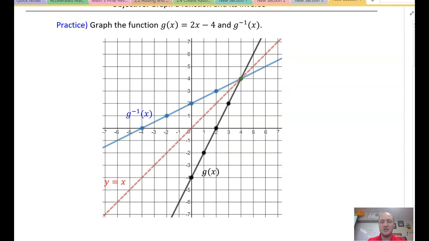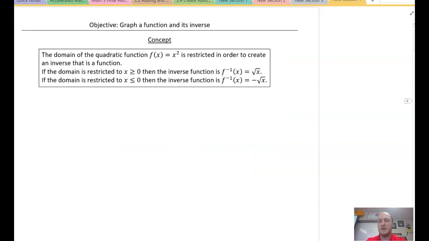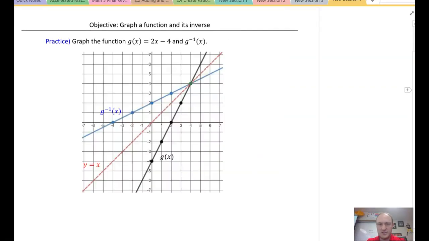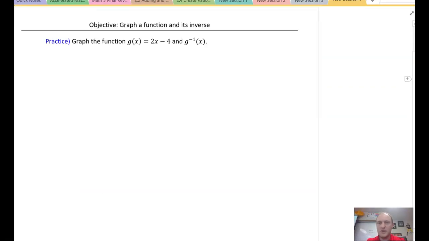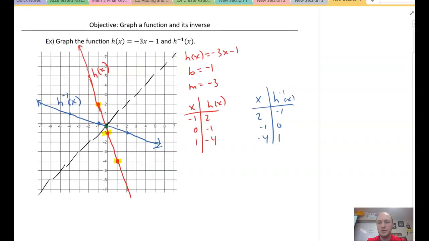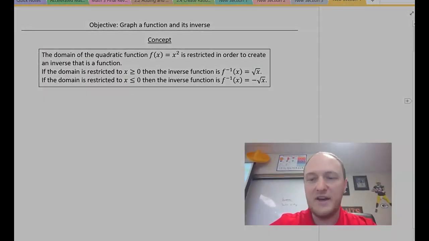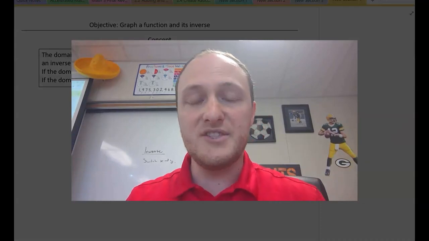Make sure you actually labeled the functions too. Do you have g of x and g inverse of x? Do we have to label? Yes, you do. And then here is just one example. I thought I had 2. Nope, that's it.